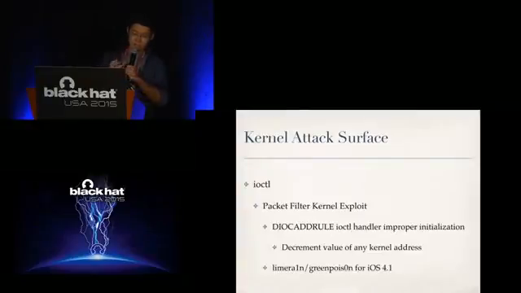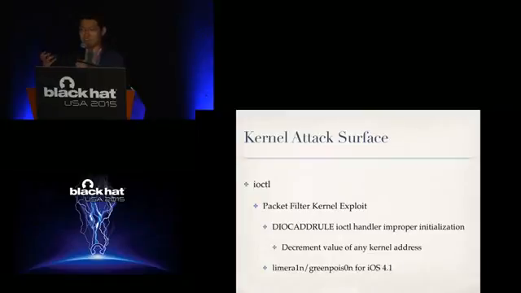Okay, let's have a look at the I/O control, the powerful API. There's a bug called the packet filter kernel exploit. Inside this handler, it doesn't correctly initialize a member of a data structure, so you could pass a kernel address inside, and at the end of the function, it will decrement the value of the address. That means you are able to decrement the value of any kernel address, so you can change kernel data. This bug was used in limera1n and greenpois0n for iOS 4.1.